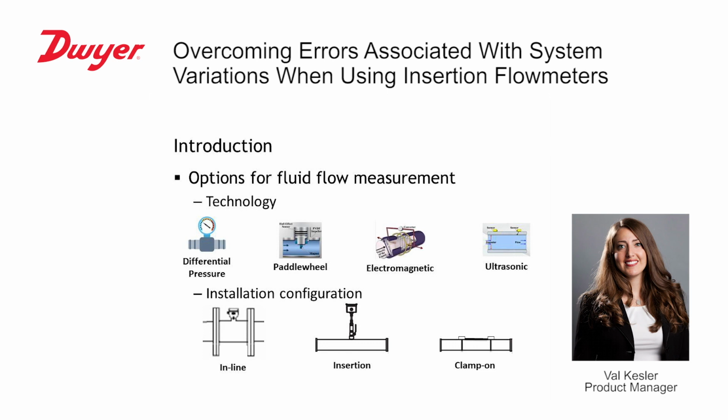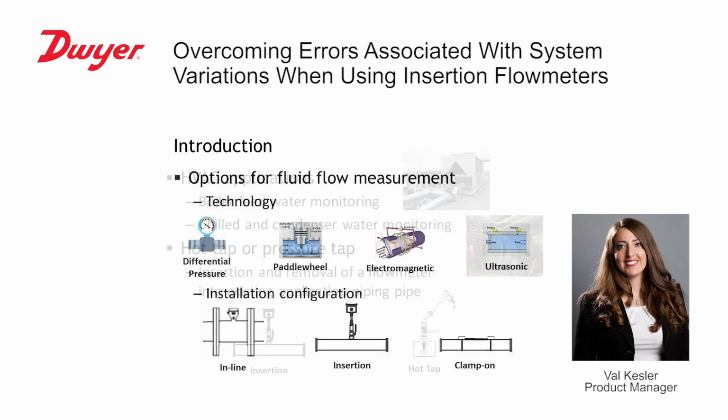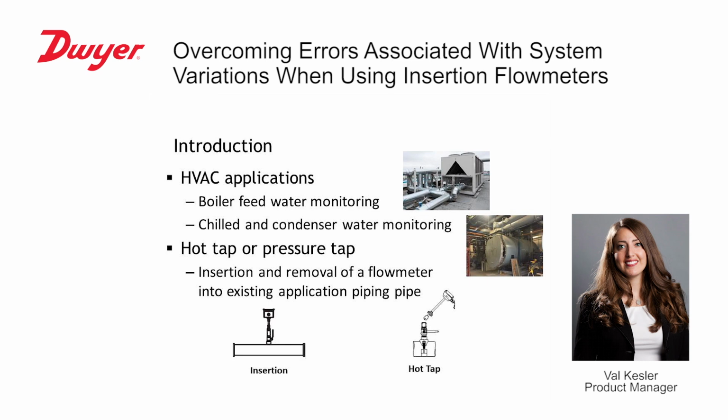Another popular installation configuration is insertion, which is what I'm going to discuss in the next few slides. In that type of flow meter, the meter is actually inserted into your pipe application. There's some benefits associated with that. Another configuration is a clamp-on type, which allows you to actually clamp the sensors onto the pipe itself. When looking at these flow meter configurations, we're really focusing on HVAC applications such as monitoring boiler feed water, as well as chiller or condenser loop water monitoring.